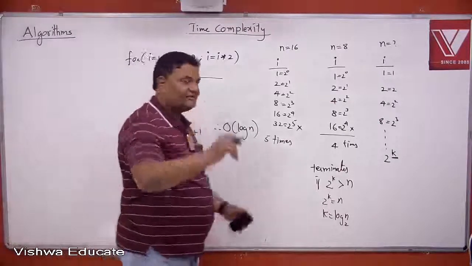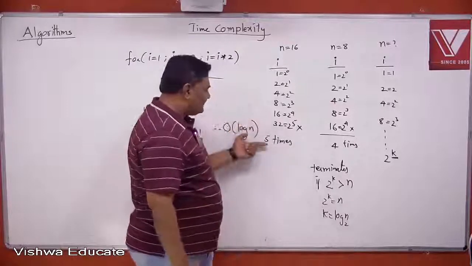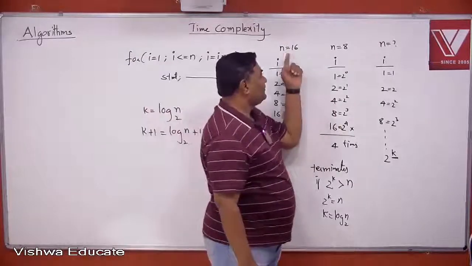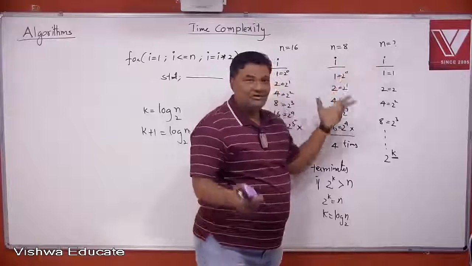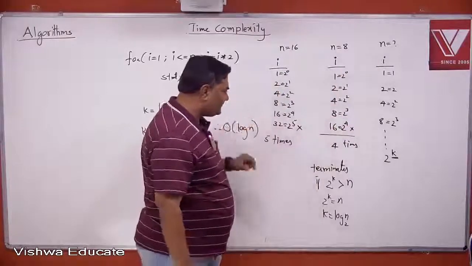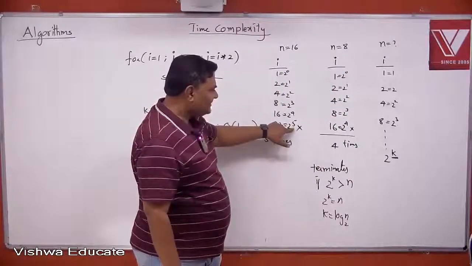So once again I'll show you. See, it was executing 5 times and 4 times for n equal to 16 and 8. So for n, how many times? That number of times actually depends on the power. Last power is 5, stop.